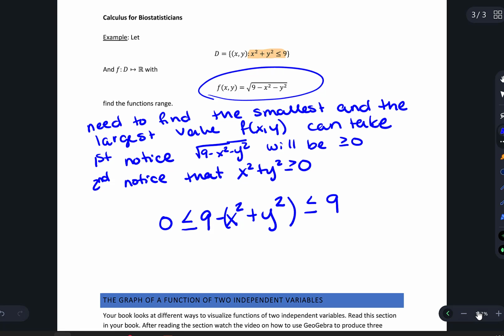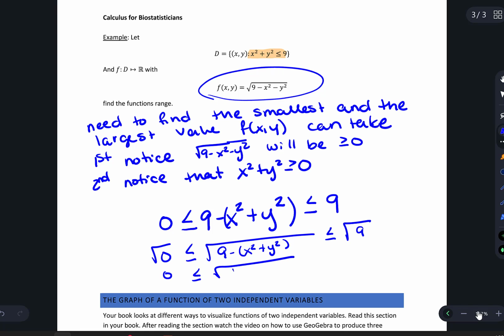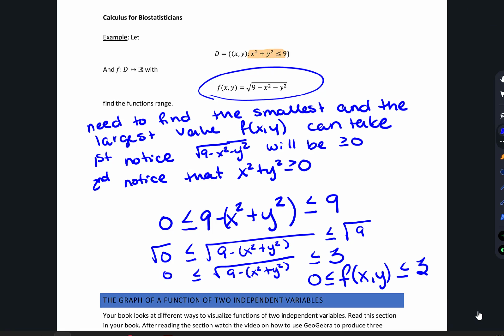Now, we're actually interested in the square root of 9 minus (x squared plus y squared). So, if we take the square root of each of these, this becomes the following. And notice that the piece in the middle of the inequality, that is our function. So we know that our function f of x and y is greater than or equal to 0 and less than or equal to 3. And so that gives us the range.